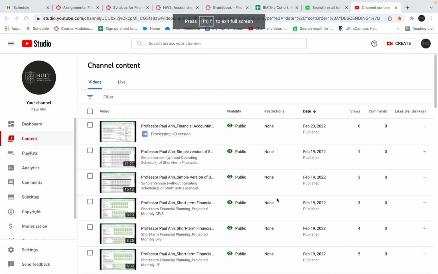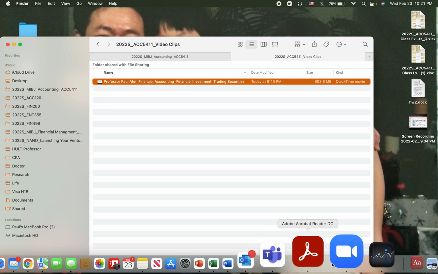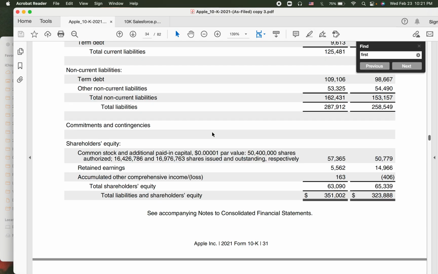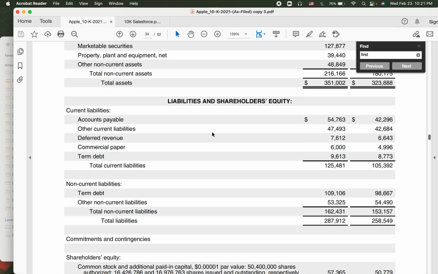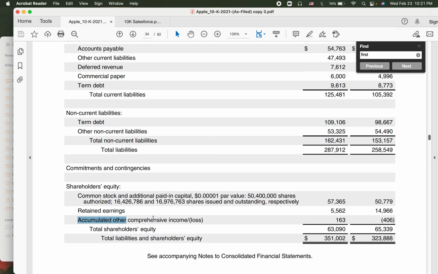For example, let me just open this. This is Apple company, Apple stock. Okay, do you see the accumulated other comprehensive income? Okay, this $163 billion has a possibility to turn into net income as a realized gain, for example.